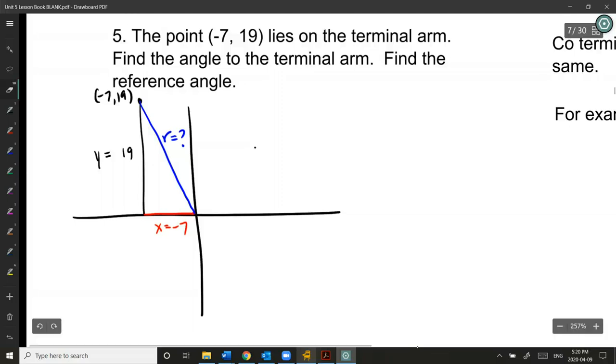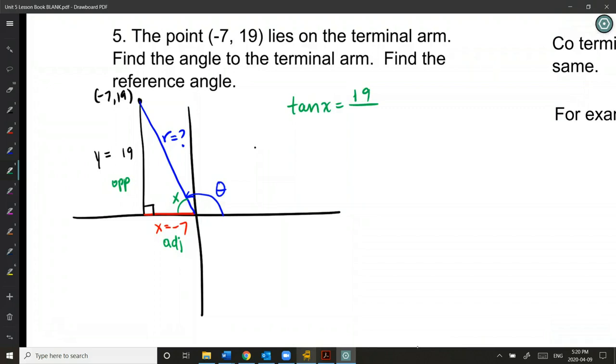So here's what I want to know. I want to know the rotation to my terminal arm, which I will call theta. And I also want to know the reference angle, which I'm going to call x. It's actually easier for me to find x first. So if I find x, thinking about this as a right angle triangle, if x is my reference angle, this is adjacent, and this is opposite. So I can use tangent to help me find this. So tangent is opposite over adjacent, or y over x, like we talked about earlier.